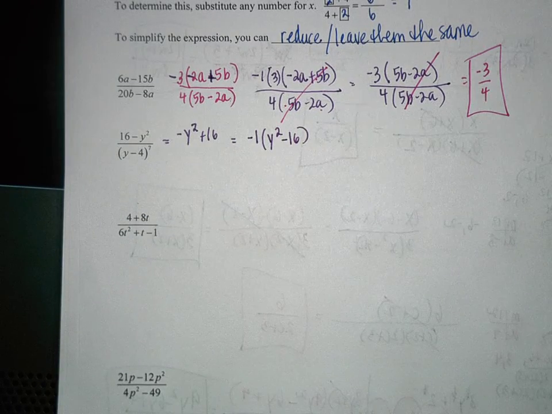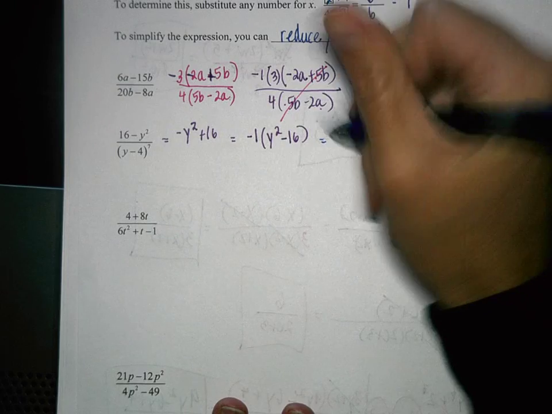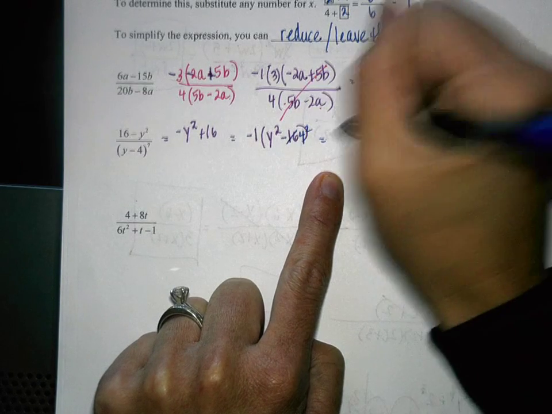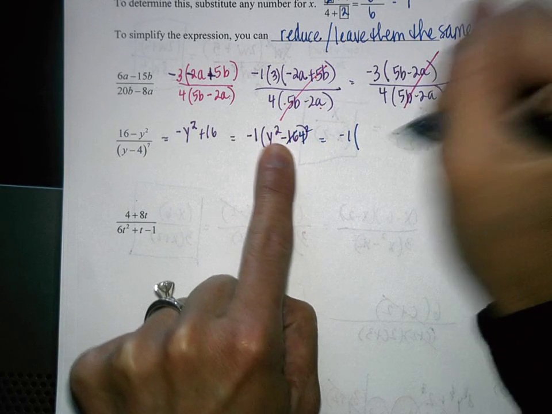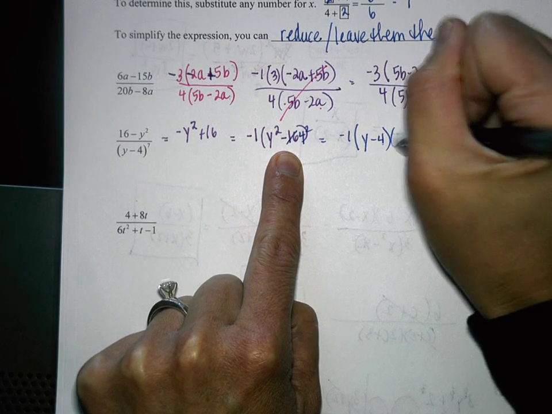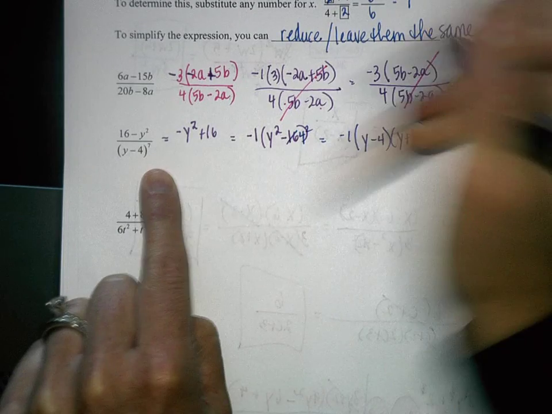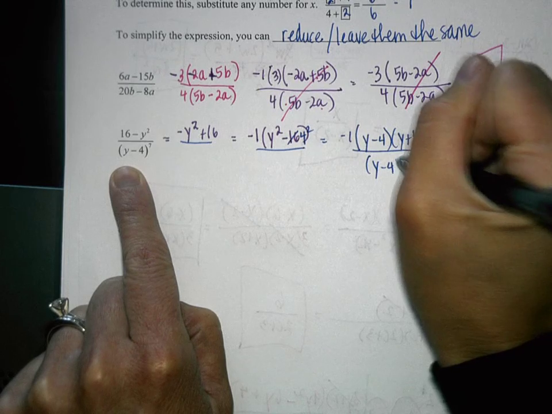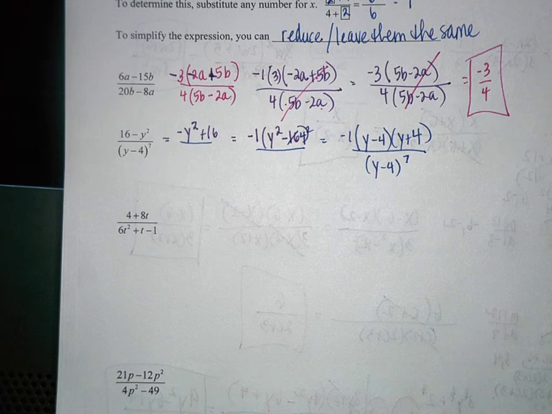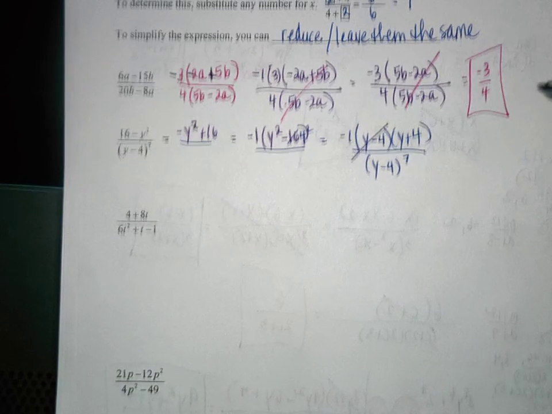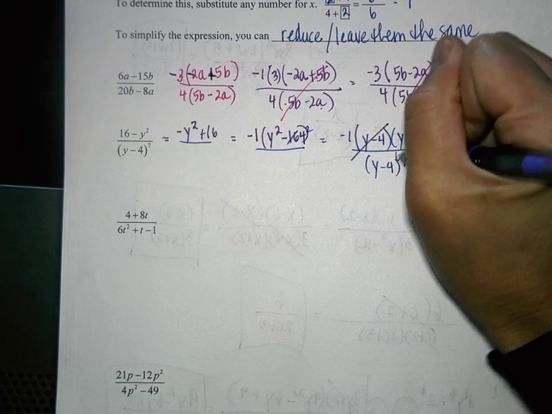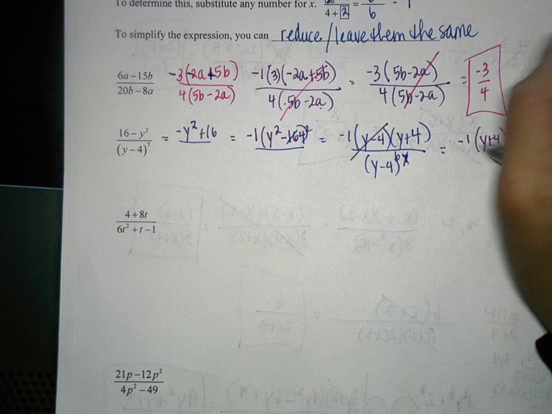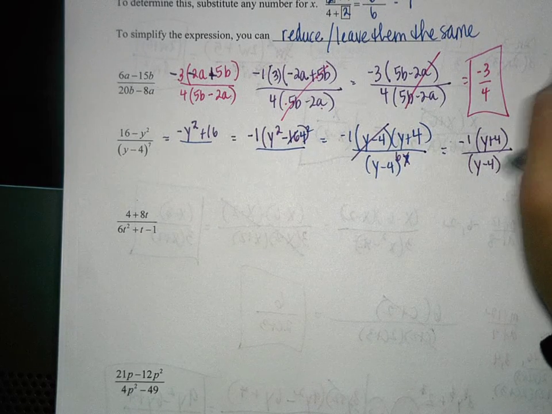Okay, at this point now, I notice that this is a difference of squares because 16 is 4 squared. So we have -1, and then the difference of squares is going to be y minus 4 and y plus 4. The denominator is already in factored form, which is y minus 4 to the 7th power. And so here, I can reduce the y minus 4 with one of these, so I'm still left with 6. And so my answer is -1 times y plus 4 over y minus 4 to the 6th power.